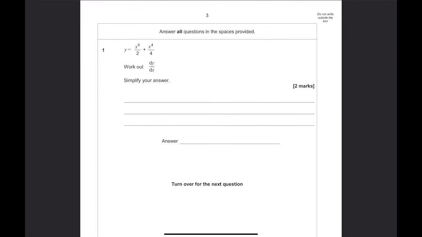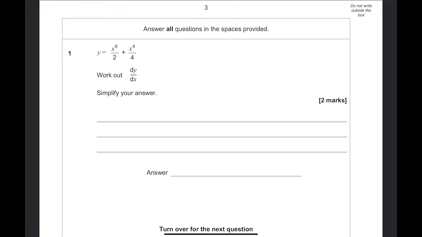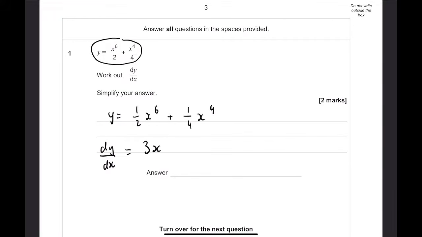So question 1 looks like it's about differentiation. All we have to do is differentiate the equation up here. Now I'm going to rewrite it slightly and just bring the fraction out into the front as a half and a quarter. For those of you that don't know, when we differentiate, you want to bring the power down and multiply it, and then decrease the power by 1. So 6 multiplied by a half is 3, so it's going to be 3x to the 5 plus x cubed. And that is going to be our first answer.